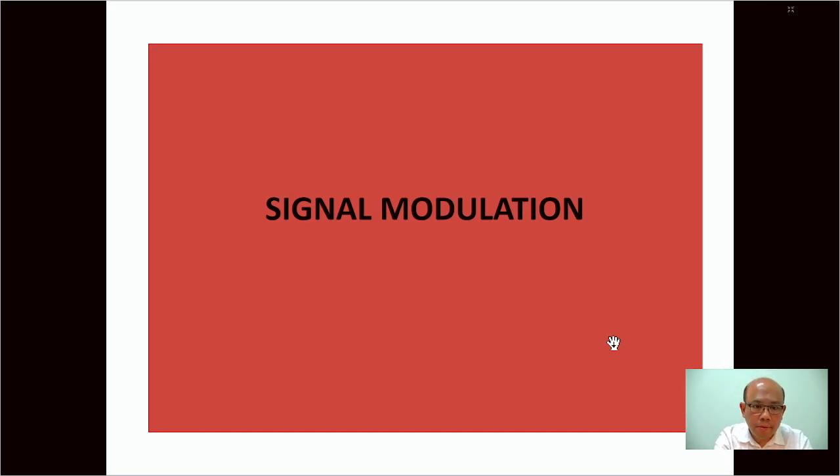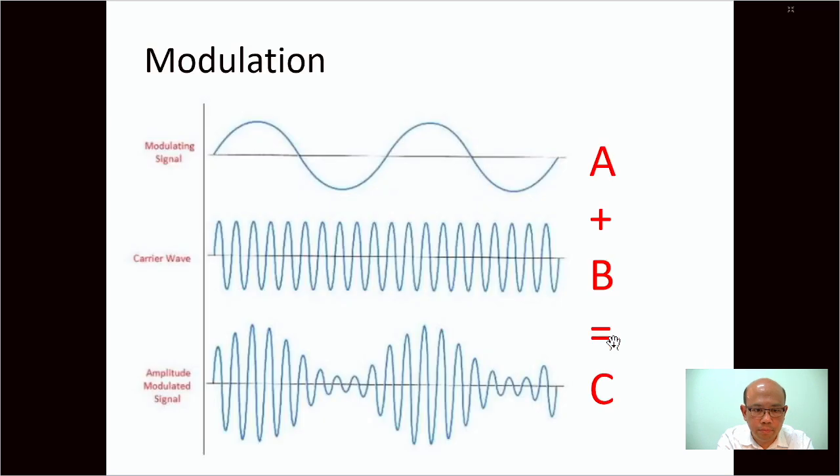The next topic, we talk about signal modulation. Signal modulation relates to the frequency transmission in the radio frequency, in walkie-talkie radio, in Wi-Fi. That is related to signal modulation.